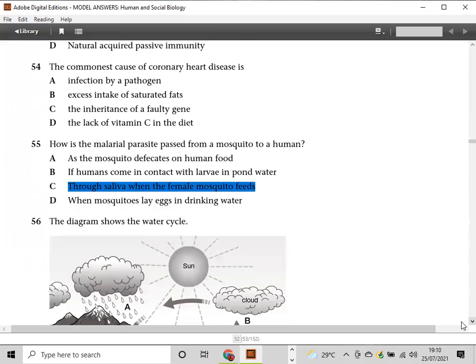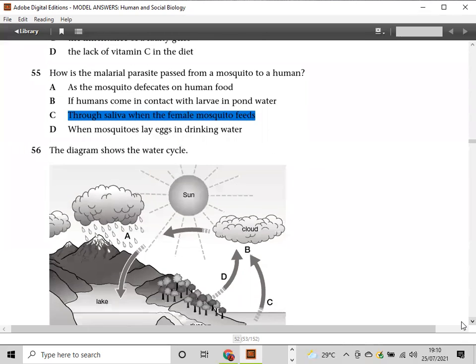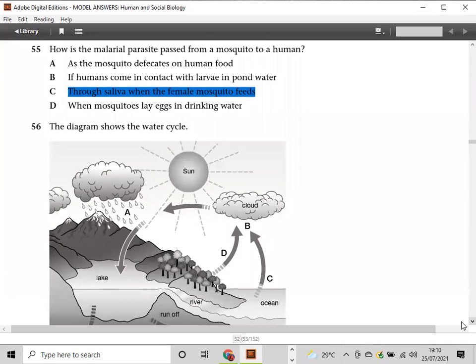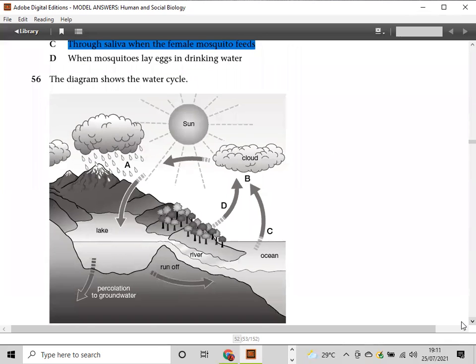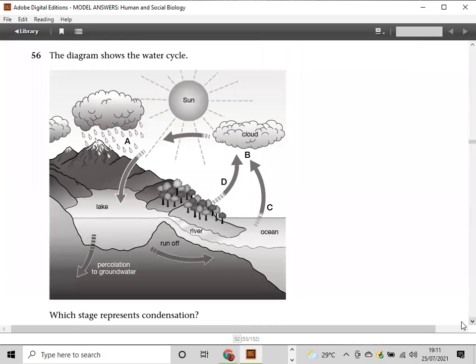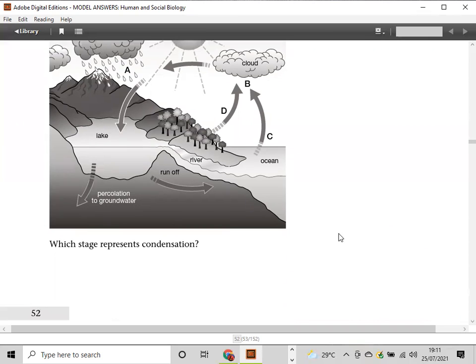And guys, I'm so sorry, I should have premiered instead of going live, as it didn't work out. The diagram shows the water cycle. So here you have it, of the cycle. And what we want, which stage represents condensation, is no other than right here, B. Process from which water reaches the cloud.